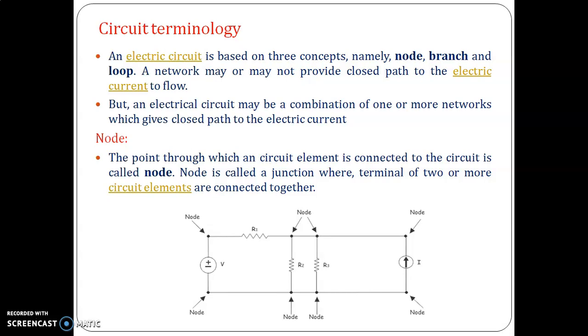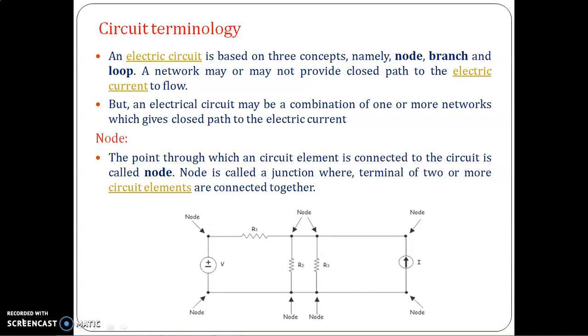Next, we are going to see the circuit terminology. An electrical circuit, or electrical network, whatever it may be, is based on three concepts, namely node, branch, and loop. A network may or may not provide a closed path for the electrical current to flow. The electrical circuit may be a combination of one or more networks, but it should provide a closed path. That is, in order to make the current flow through the circuit, it should provide a closed path.